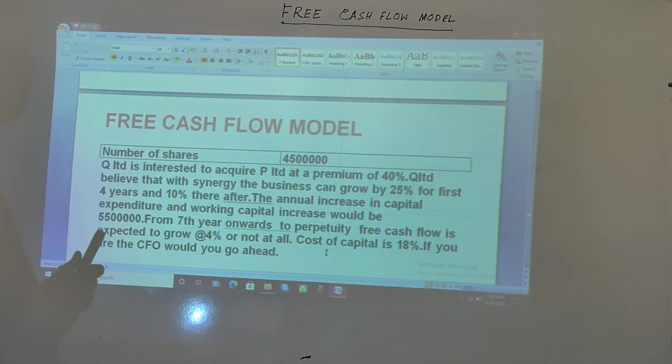Considering all these factors, Q Limited is required to find out whether they will purchase P Limited or not. And the decision is very important because there is a purchase consideration from P Limited's side. Whether Q Limited will agree to pay that purchase consideration, that we shall look at here.